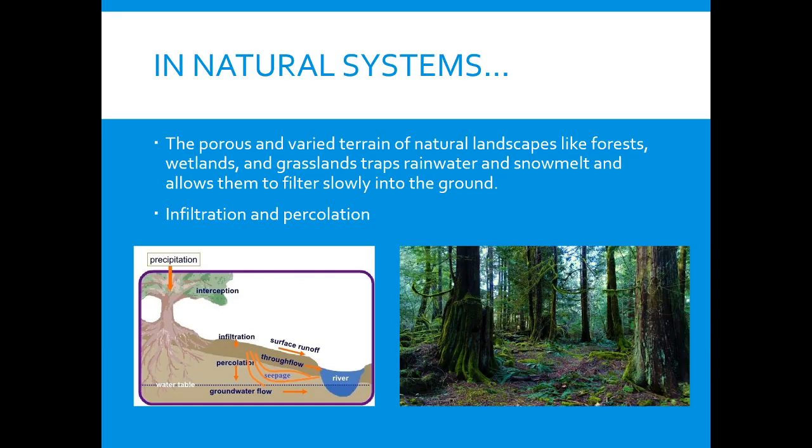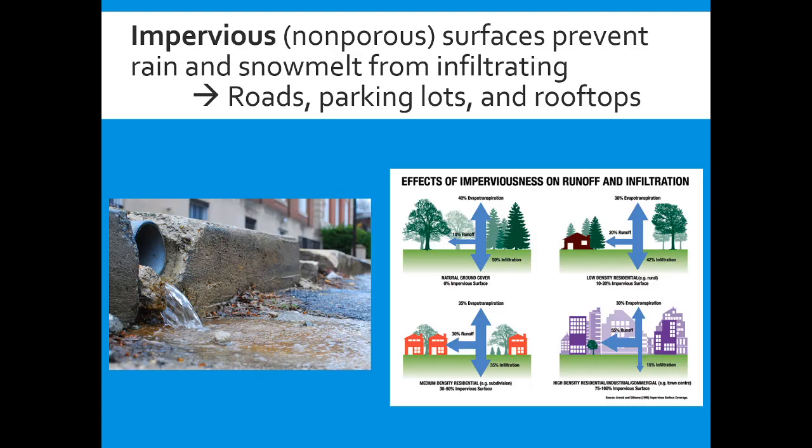So in a natural system, there's porous and different terrains that allow water to go through them and run off in a very slow manner, which gradually gets it into the ground through the process of infiltration and percolation. When we talk about an area like a city block, we're looking at what is known as impervious or non-porous surfaces like roads or parking lots and rooftops. And this prevents the rain and snowmelt from infiltrating the ground. So we have to do something with that water.